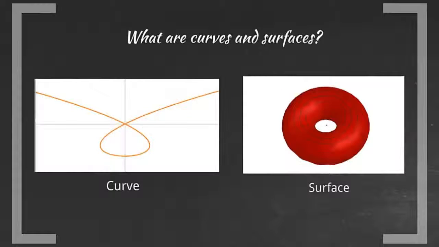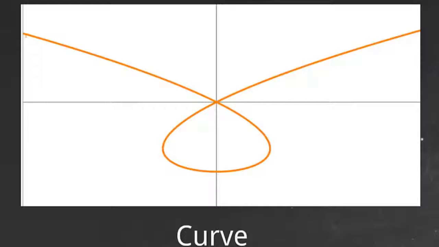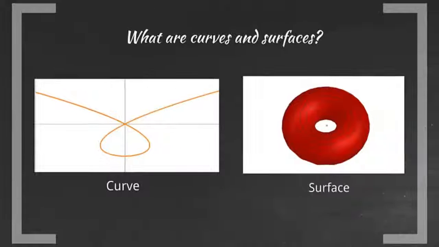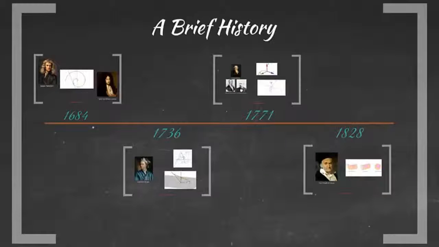What are curves and surfaces? A curve is similar to a line, but is not necessarily straight. It has defining features, such as curvature, which is our main theme for this video. A surface has length and breadth, but no thickness. If you look at the donut, which is mathematically called a torus, you might think that it has thickness. However, it's actually hollow, and if you were to unfold it, it would be a flat surface.